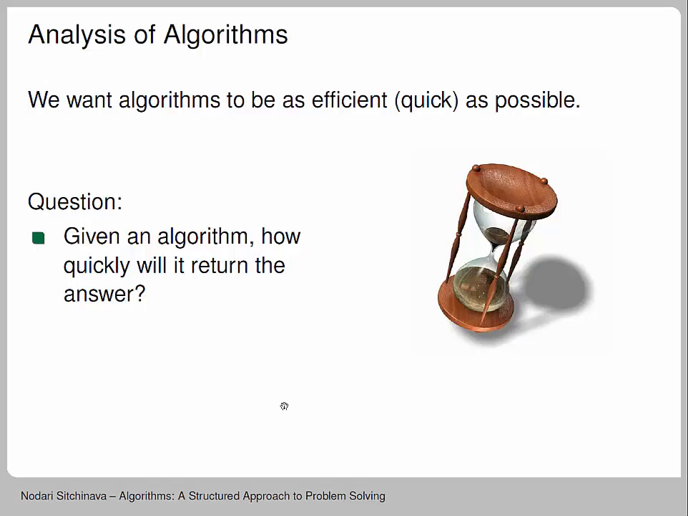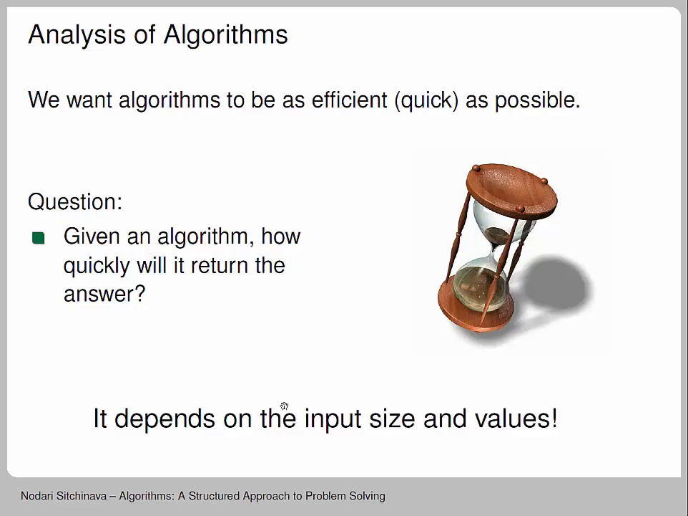We want algorithms to be as efficient as possible. Efficiency is usually defined by speed, but it can also be defined in terms of how many resources you use. So it brings the following question. Given an algorithm, how quickly will it return the answer, in case speed is what we care about? And the answer to this question is: it depends. It depends on the size of the input, but it also depends on the values of the input.